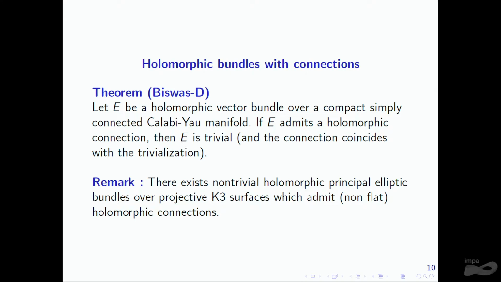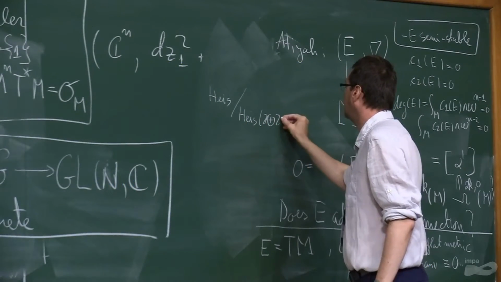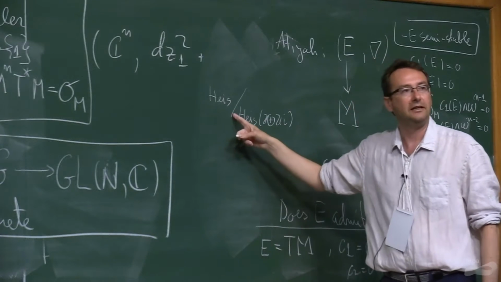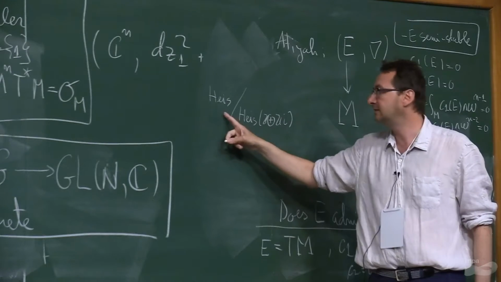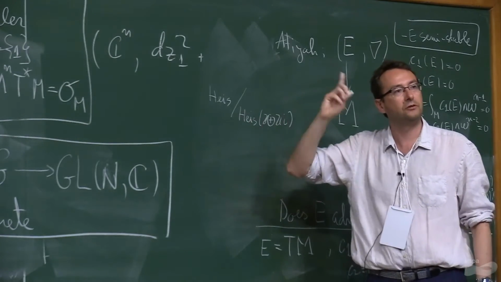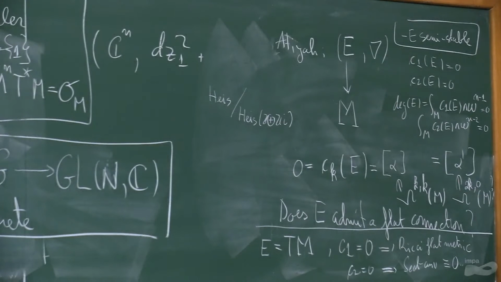In fact, maybe an easier example, but which is not simply connected, is to look at the complex Heisenberg group, quotient by the Heisenberg subgroup of Gaussian integers. And this will be an elliptic bundle over a 2-torus. And this elliptic bundle over the 2-torus also admits this kind of holomorphic connection, which is not flat and does not admit any flat connection. So here it's an elliptic bundle over a K3 surface. The base is simply connected.